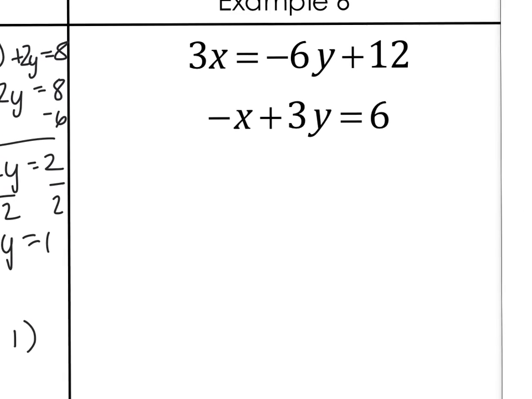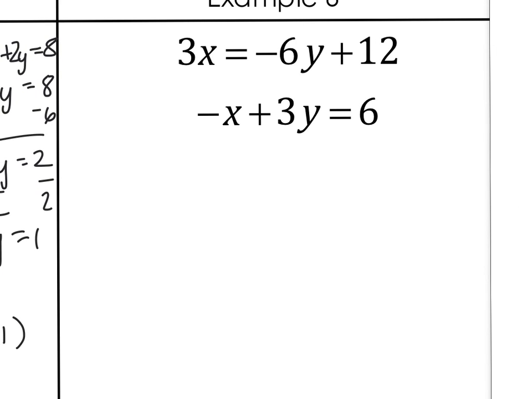Last example on these. 3x equals negative 6y plus 12. That's not written in standard form, so I'm going to add 6y on both sides. And I get 3x plus 6y equals 12. And the second equation, negative x plus 3y equals 6, is already in standard form. So I don't have anything that I can obviously eliminate here. I do notice that my negative x and 3x are kind of potential for opposites here.